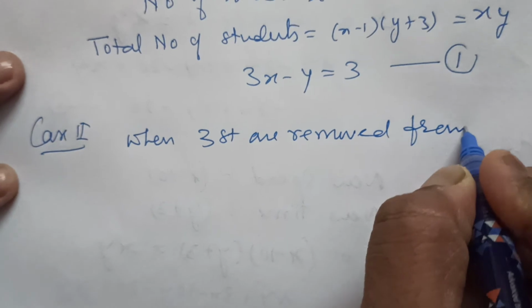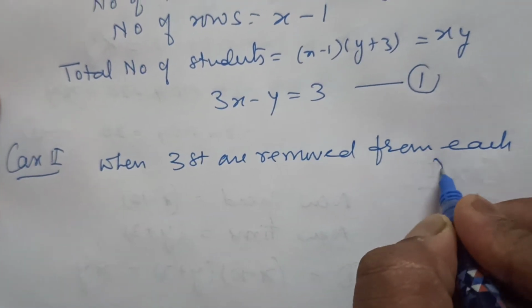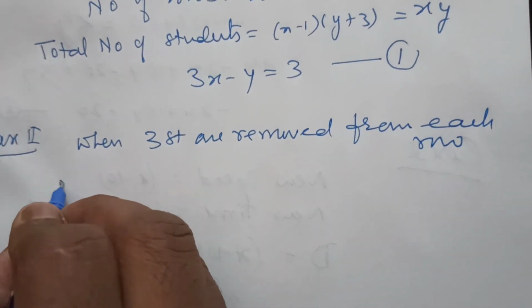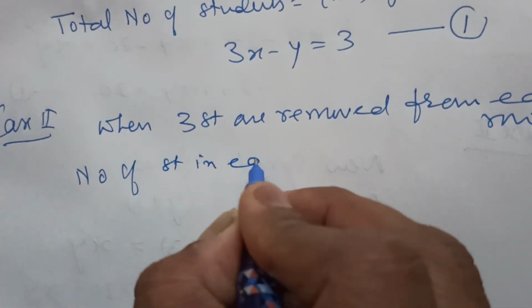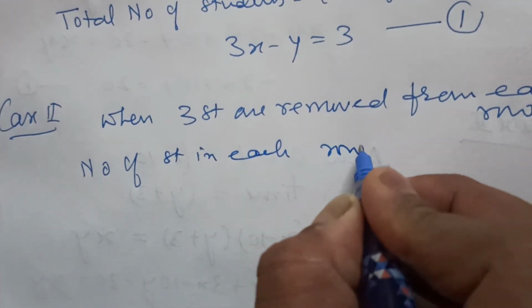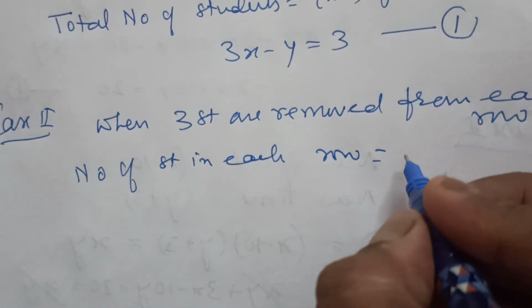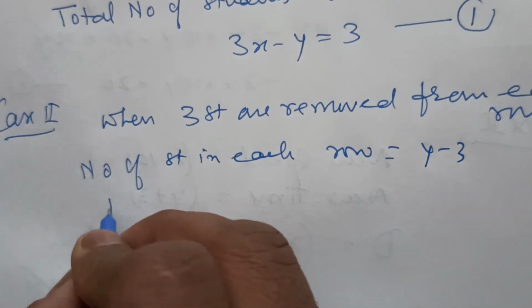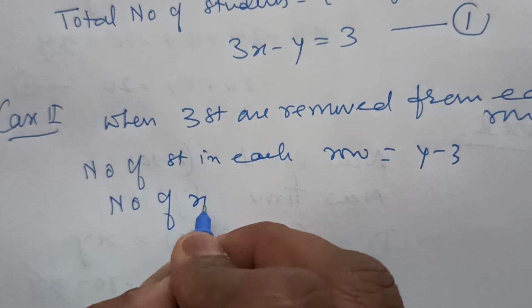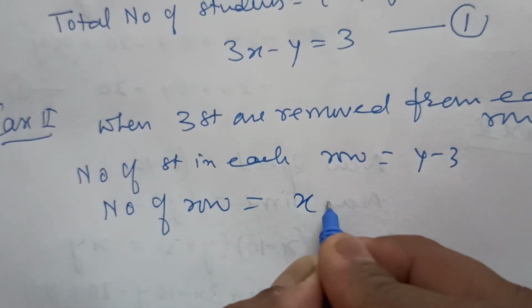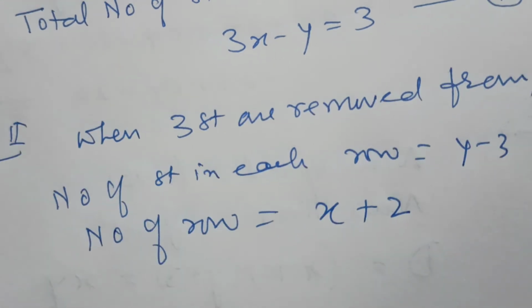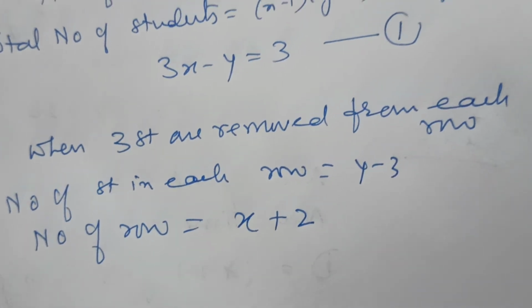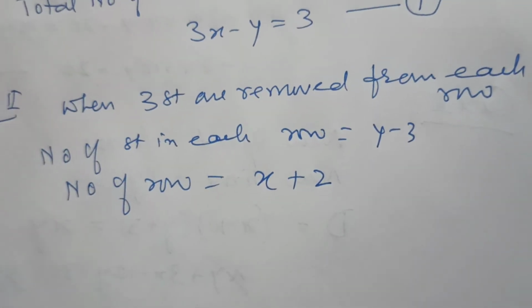When 3 students are removed from each row, what happens? Let us see. Now, number of students in each row becomes y minus 3 and number of rows becomes x plus 2. See again, number of students in each row becomes y minus 3 and number of rows becomes x plus 2.